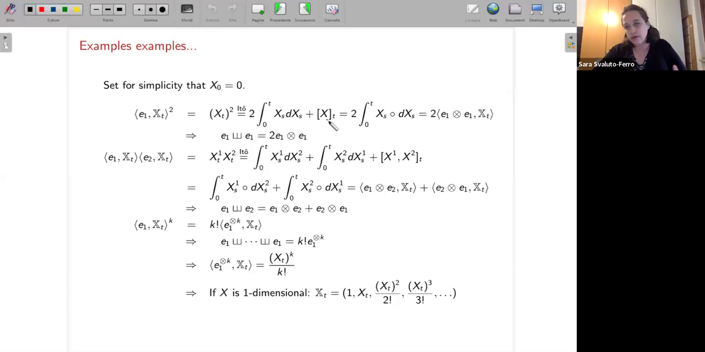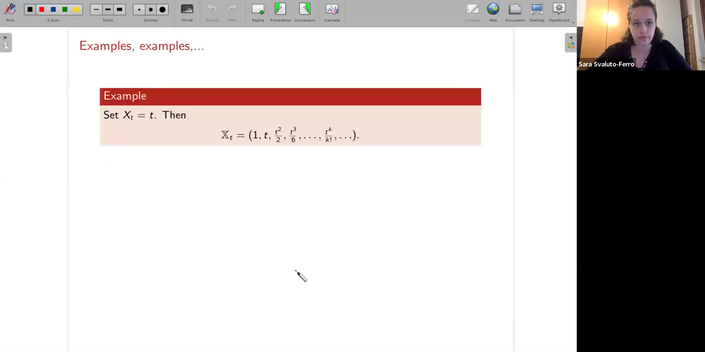You can do it, it's more delicate. If you want the shuffle, you should stick to Stratonovich. The Stratonovich signature satisfies the shuffle property, and one says that it lies in the group, which is a subset of the extended tensor algebra. Okay.